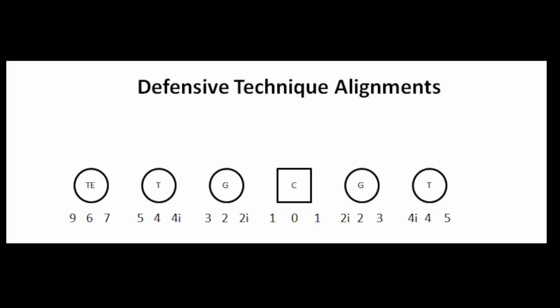So I'm going to flash a diagram with these particular techniques. As you can see, a 1 technique means lining up just to one side of the center. A 3 technique on the outside shoulder of a guard. And a 5 technique on the outside shoulder of a tackle. I'm bringing up those because those are the ones that you hear the most, as well as lining up on the outside shoulder of a tight end being a 9 technique. Lining up on the inside shoulder of a tight end is a 7 technique.